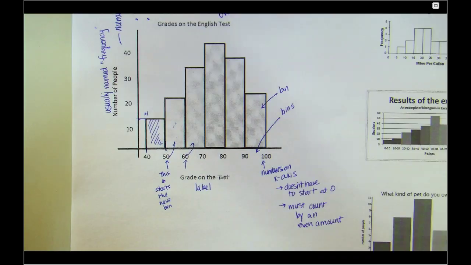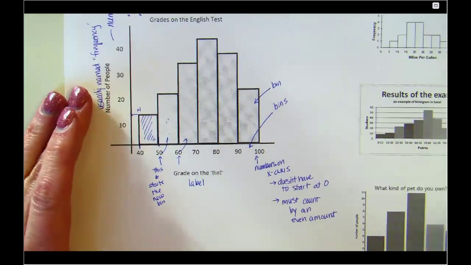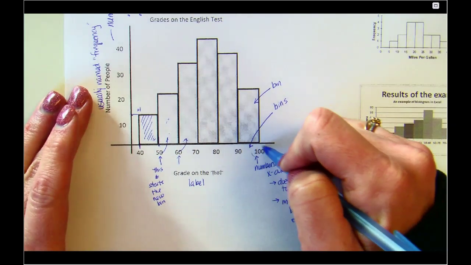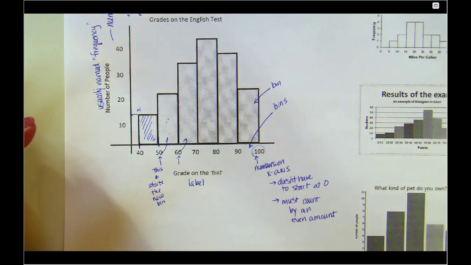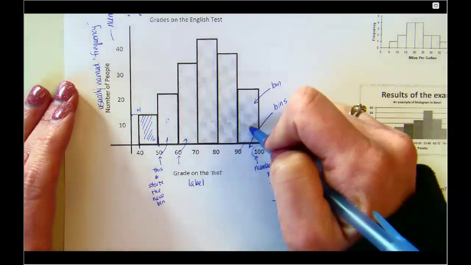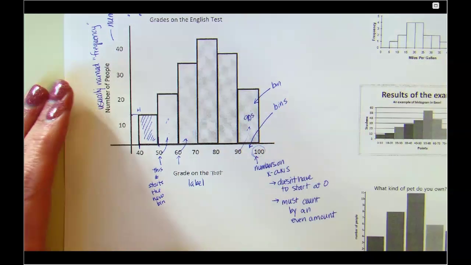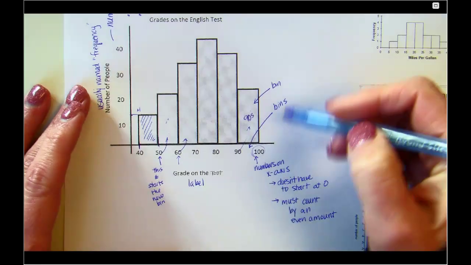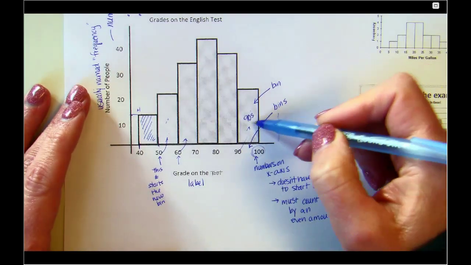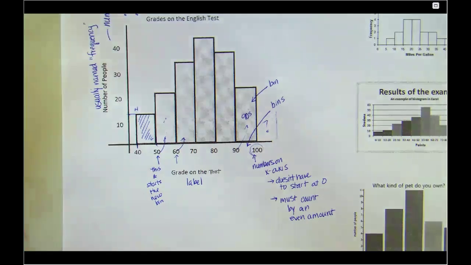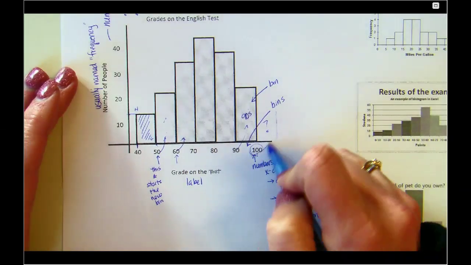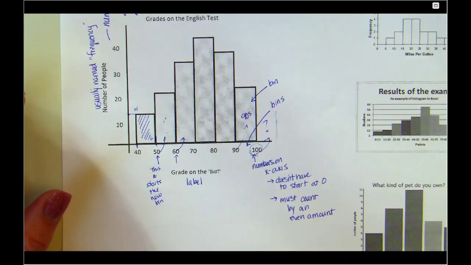These are a little bit weird. If this number starts the new bin, did anybody score 100%? No, because this bin here is all the 90s. Is there anybody over here in the hundreds? There's no bar there, so nobody scored in the hundreds, which means nobody got 100%. So this guy only goes to the bin on the right. That's a little bit weird.